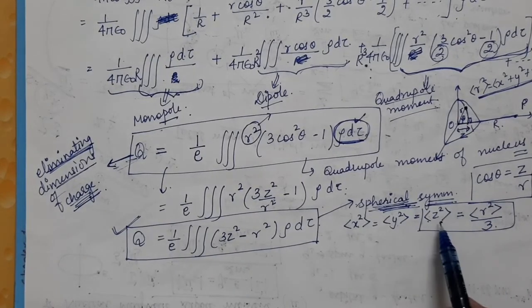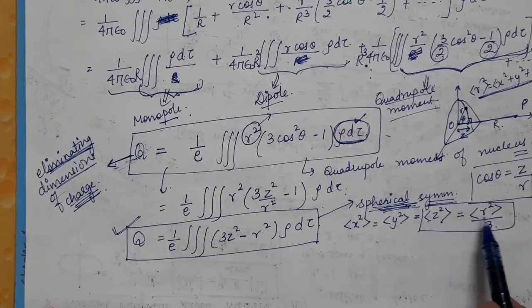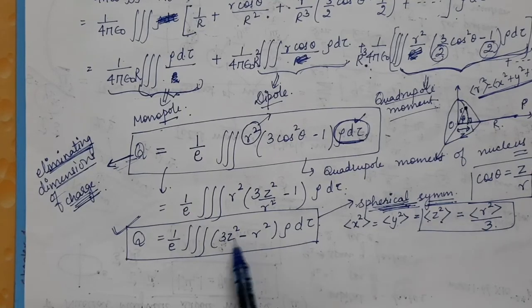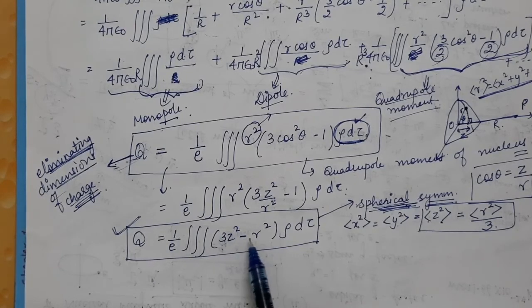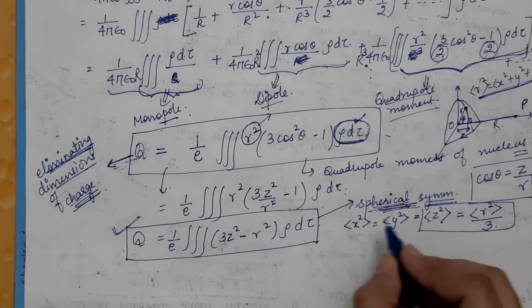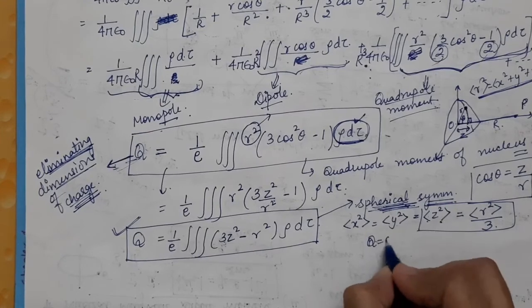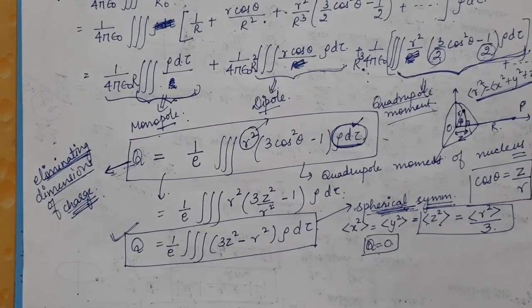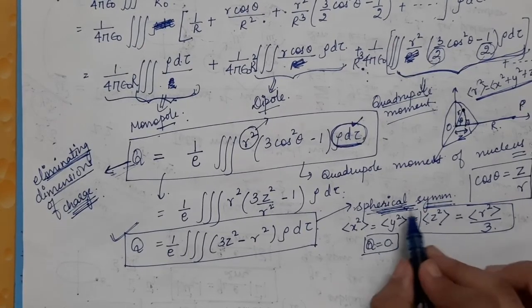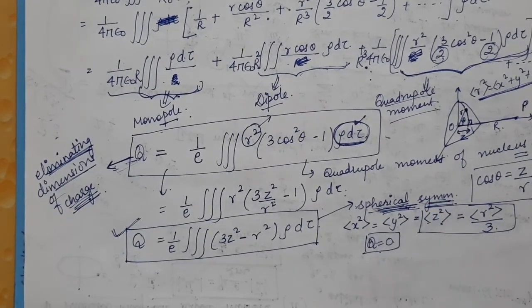So for spherical symmetry, the z square expectation will be equal to r square divided by 3. When you put this value, z square equal to r square divided by 3, the 3 will cancel with the denominator 3 and you will get simply r square minus r square, and in that case Q will be equal to 0. That is, the electric quadrupole moment is 0 for a charge distribution which is spherically symmetric.